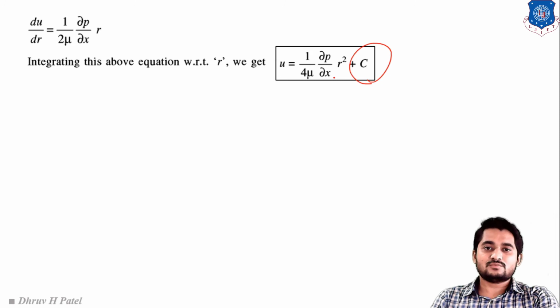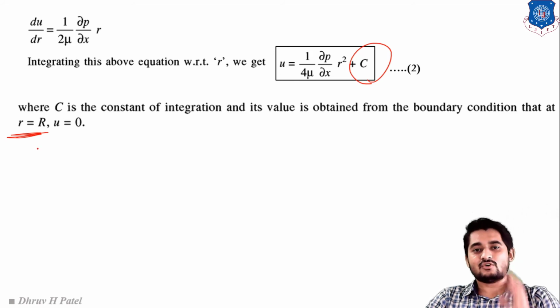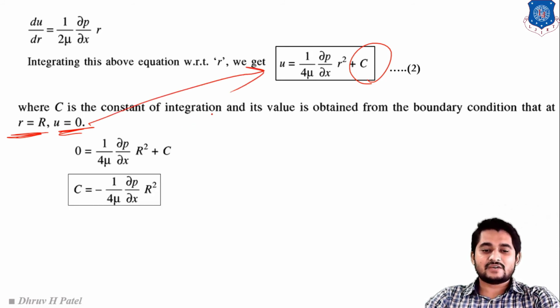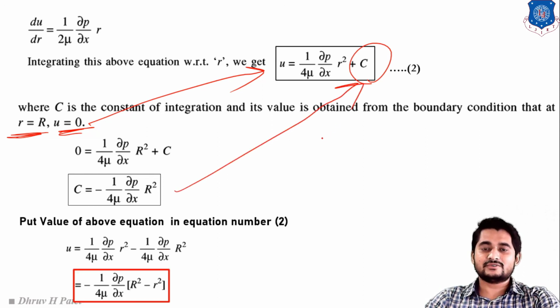For the removal of constant c, we have to take one boundary condition, that is at the boundary. That means when small r is equal to capital R, our velocity will be 0. If we put this value in equation number 2, then we can find the value of the constant, and after putting the value of the constant in our main equation, we can find the value of velocity at any point, which is minus 1 by 4 mu del p by del x into capital R square minus small r square.